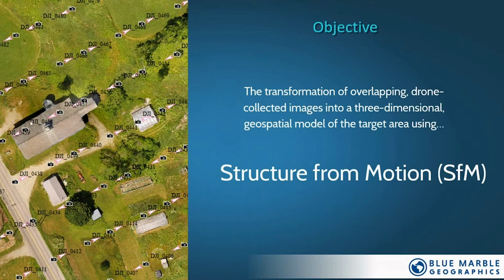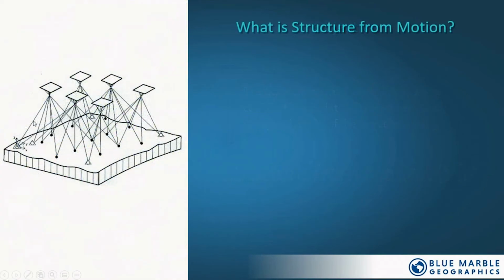But before we get there, what exactly are we going to be doing here? What is structure from motion? What are we talking about? A very crude little graphic over here on the left side maybe gives you a sort of an illustration. The little squares represent the images collected by your drone.